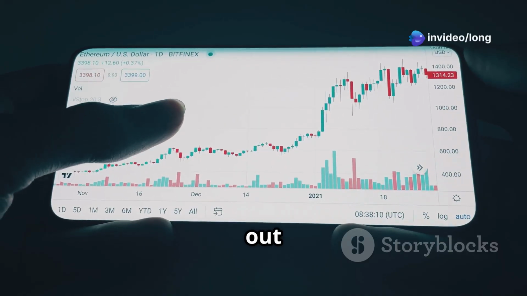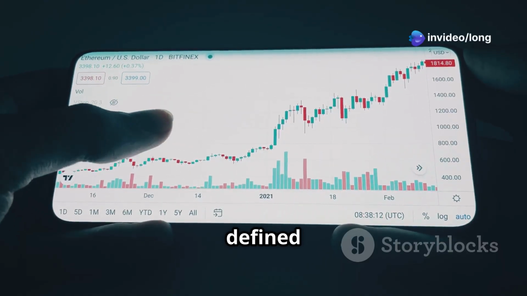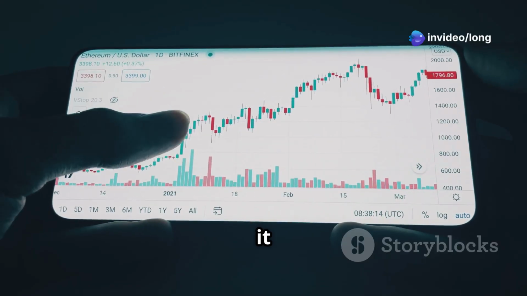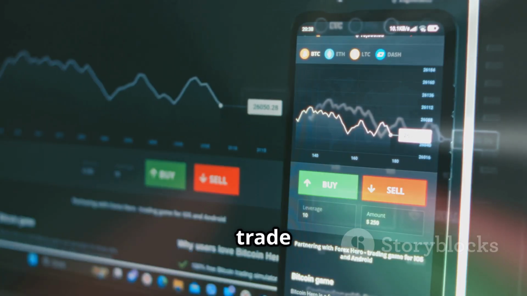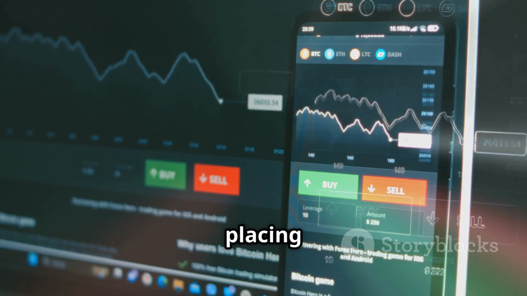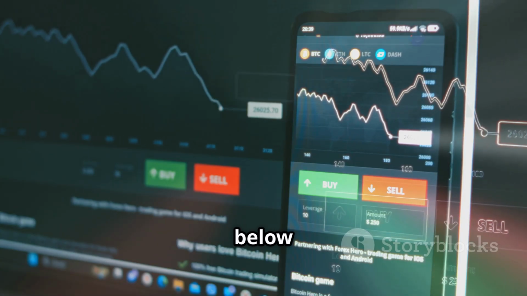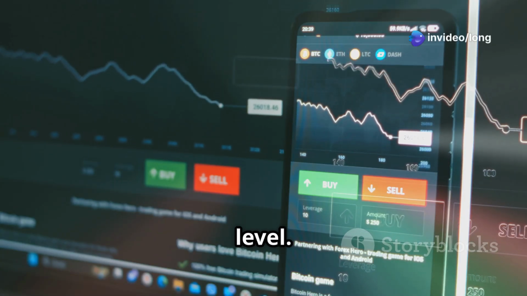When the price breaks out of a consolidation zone, defined by the fractal highs and lows, it often signals a significant move is underway. You can enter the trade in the direction of the breakout, placing a stop-loss order just below the fractal support or resistance level.